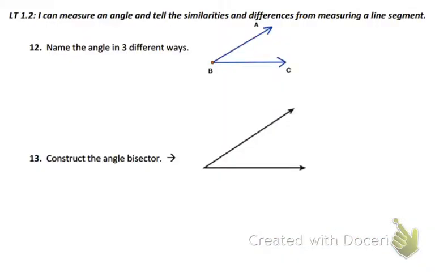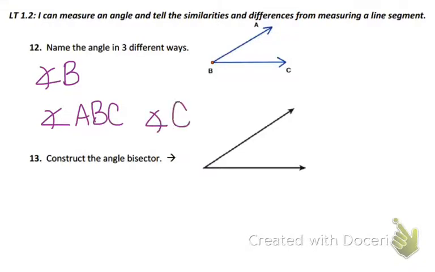Number 12, naming the angle three different ways. There's a variety of ways that you can name an angle, just like there's a variety of ways that you can name lines and segments and rays and all that good stuff. You can name it just by naming the vertex. So if I name this angle using the vertex, my vertex is B, so I can name it angle B. I can also use the points on the angle to name it. So I have A, B, C. Or I can go in the other direction, C, B, A.